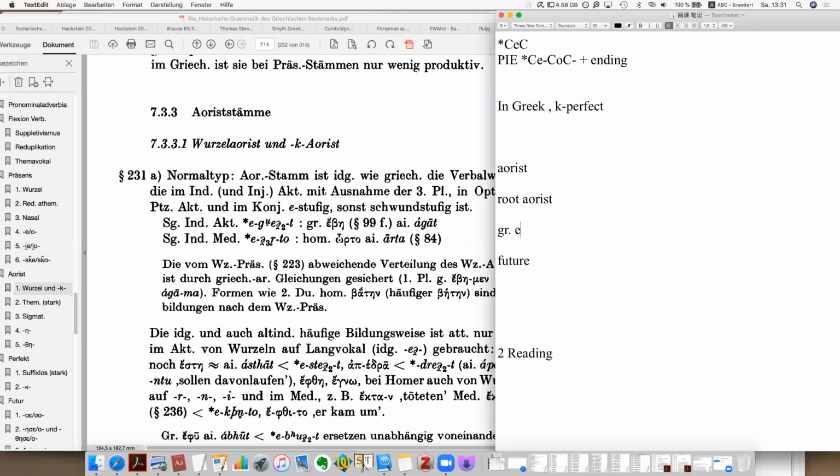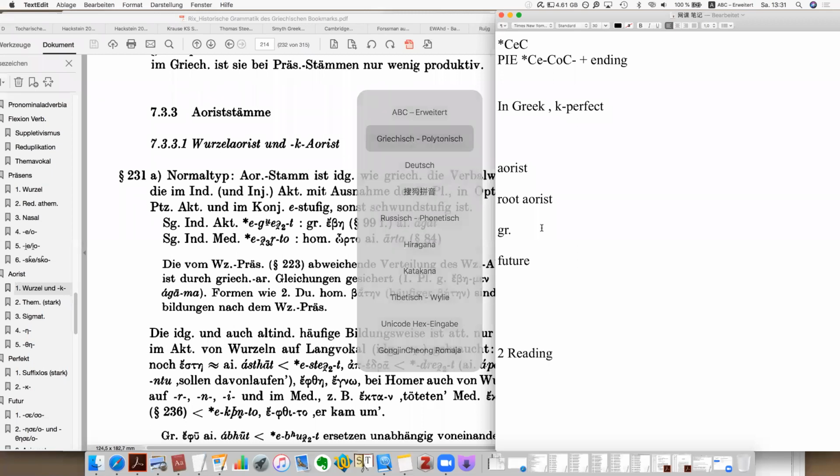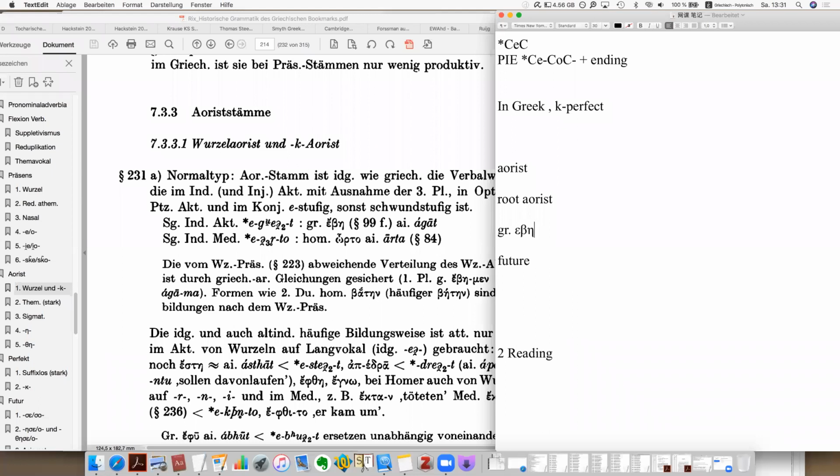I think I need to use the Greek alphabet. So you have ebe, and this is related to Vedic agat. So this a corresponds to the Vedic a. This is the augment for the past tense. And then there's nothing here, right? But in Vedic, you have a T. This is a regular sound change.